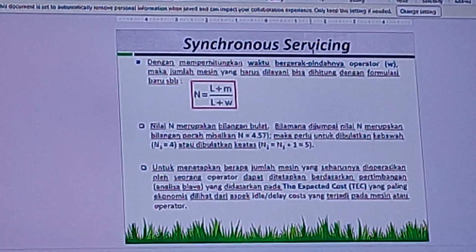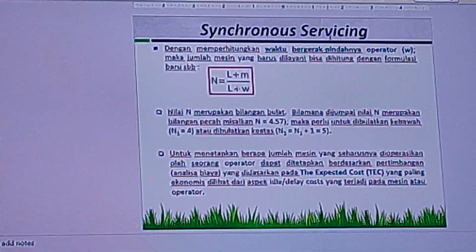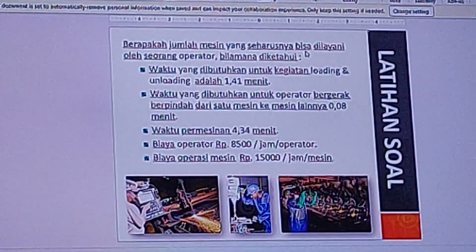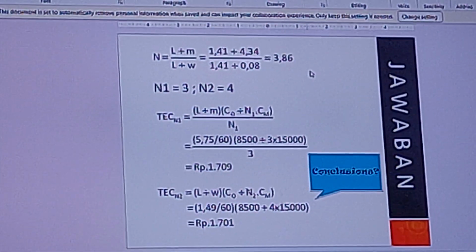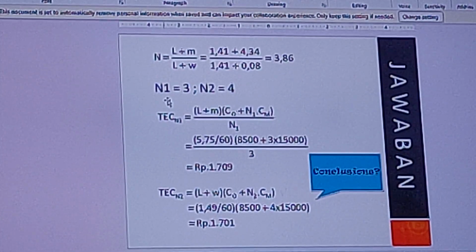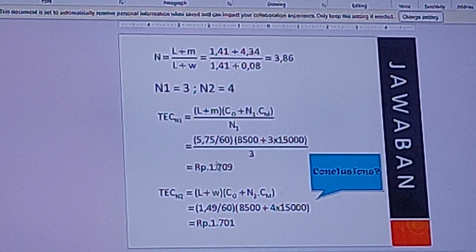For Ahmed, I will send the PPT for the English version later. Okay, I think we have discussed it. Then continue with this. The decision is 3 or 4. For the first, for N1, use the first formula, put the information into the formula, then continue. And the result is 1709.